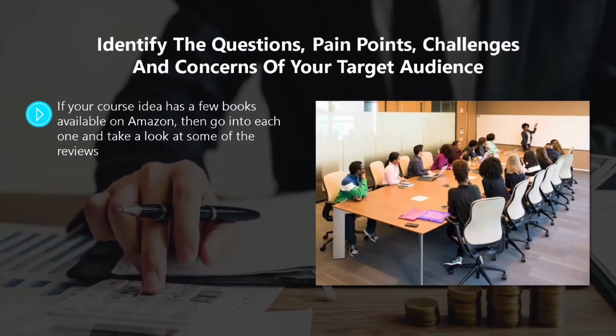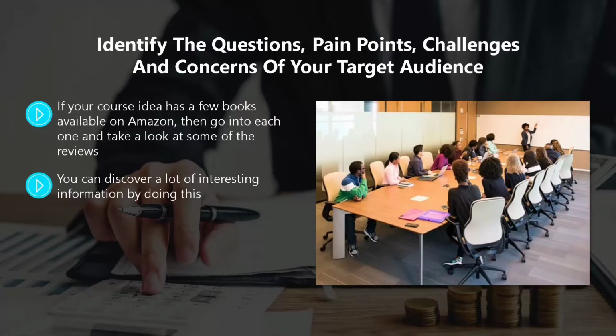If your course idea has a few books available on Amazon, then go into each one and take a look at some of the reviews. Forget the 5- and 4-star reviews and focus on the 3- and 2-star reviews. Why? Because the people that leave 3-star reviews in particular are usually going to leave specific points. You can discover a lot of interesting information by doing this. For example, you might find that some people were unhappy that a particular subject was not covered, or that something could have been explained in a better way. Make a note of these things.